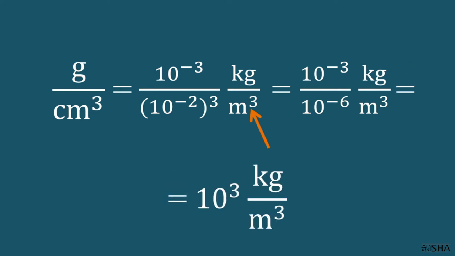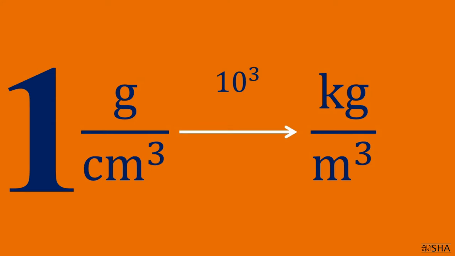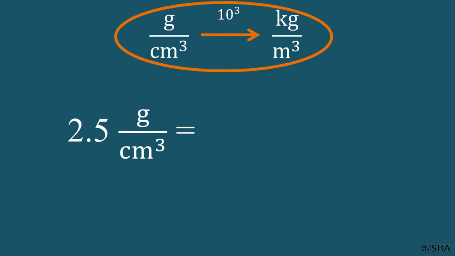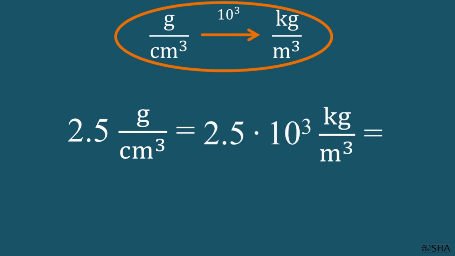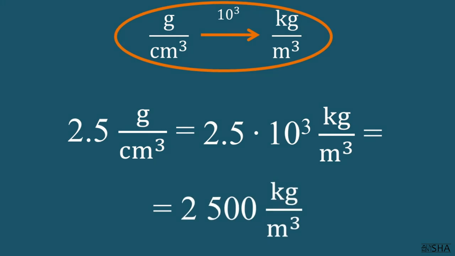You don't necessarily have to make such long calculations all the time. You can simply multiply the given number by 10 to the third power and you will immediately convert units into SI system. This is our first rule. For example, 2.5 of a gram per cubic centimeter is converted to a kilogram per cubic meter. This means that 2.5 must be multiplied by 10 to the third power. To solve problems, the answer can be left in this form. Or you can make some calculations and write 2,500 kilograms per cubic meter.